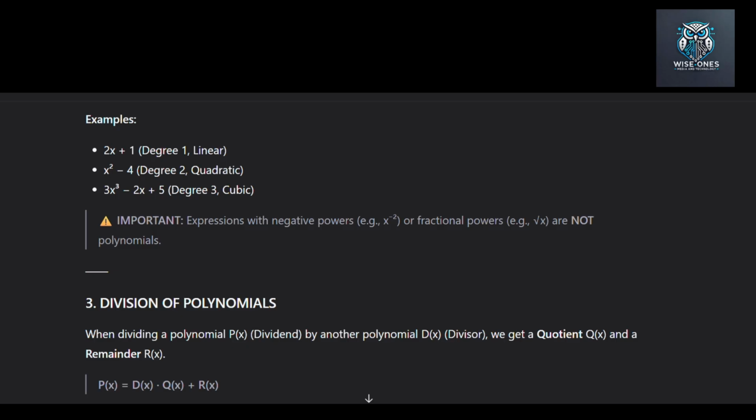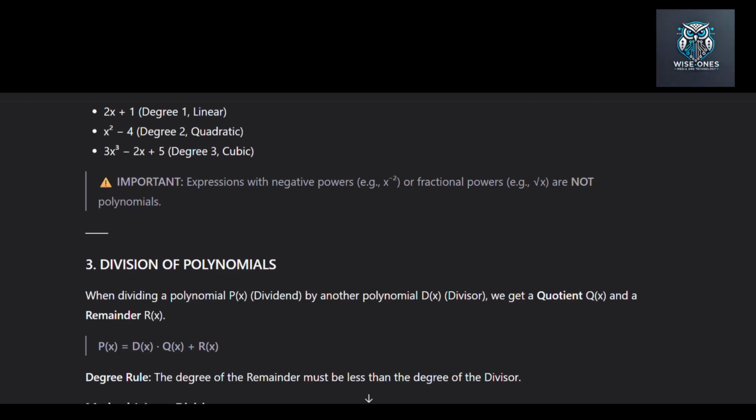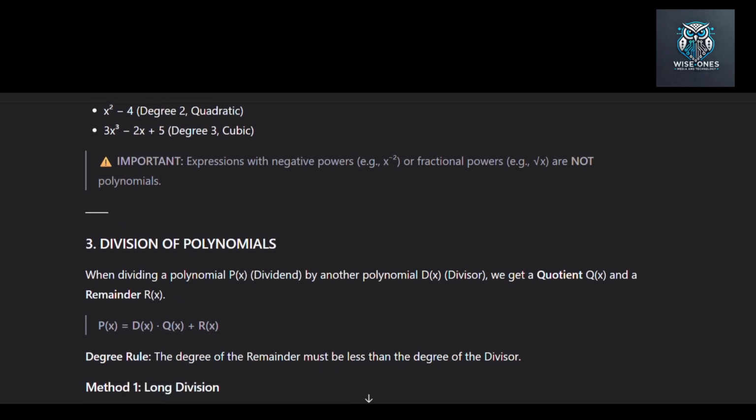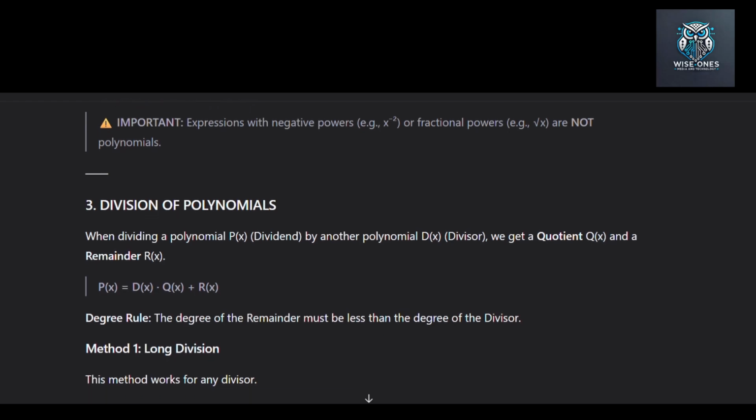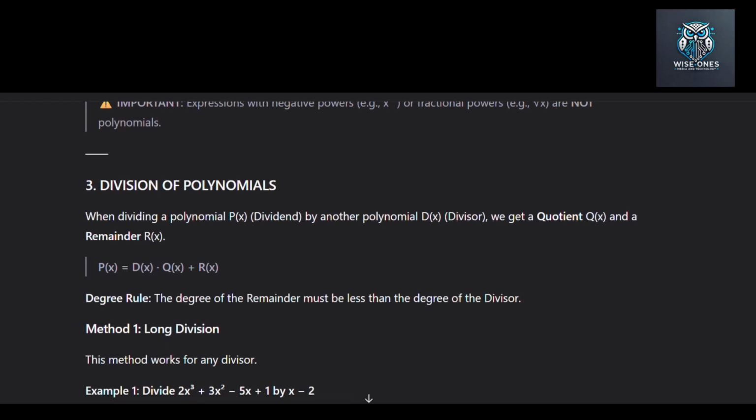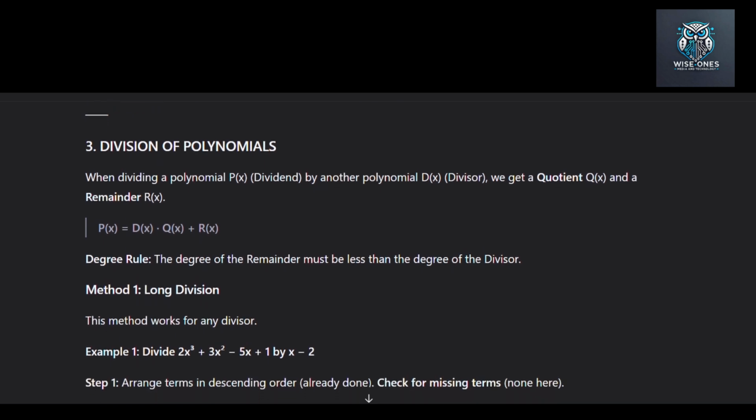I need to give you a very important warning. Expressions with negative powers, like x to the power of negative 2, are not polynomials. Expressions with fractional powers, like the square root of x, are not polynomials. A polynomial must have whole number powers only. Please remember this well.